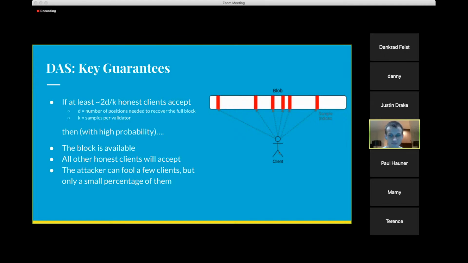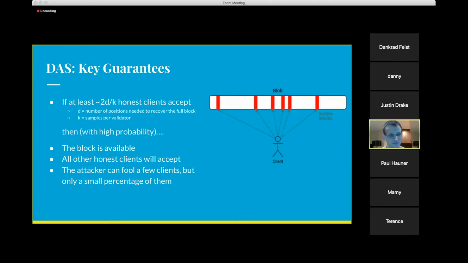But the attacker would only be able to fool a small percentage of them, and only with a very small probability before they would basically need to publish enough data that when the clients rebroadcasted, there would be enough data to just recover the entire block, by which point they'll have published the block.